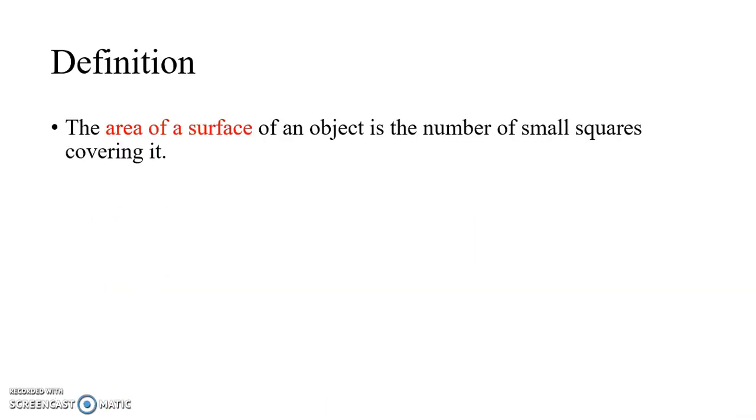Definition. The area of a surface of an object is the number of small squares covering it. The small squares are called unit squares.